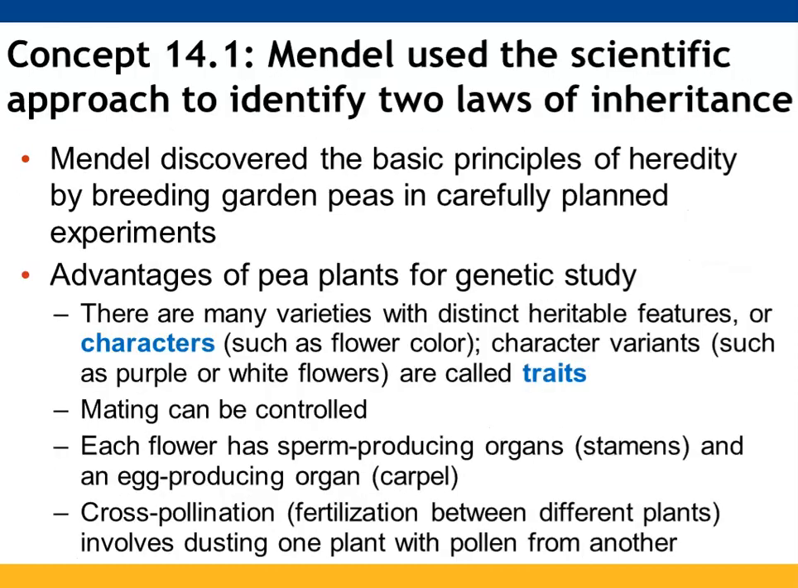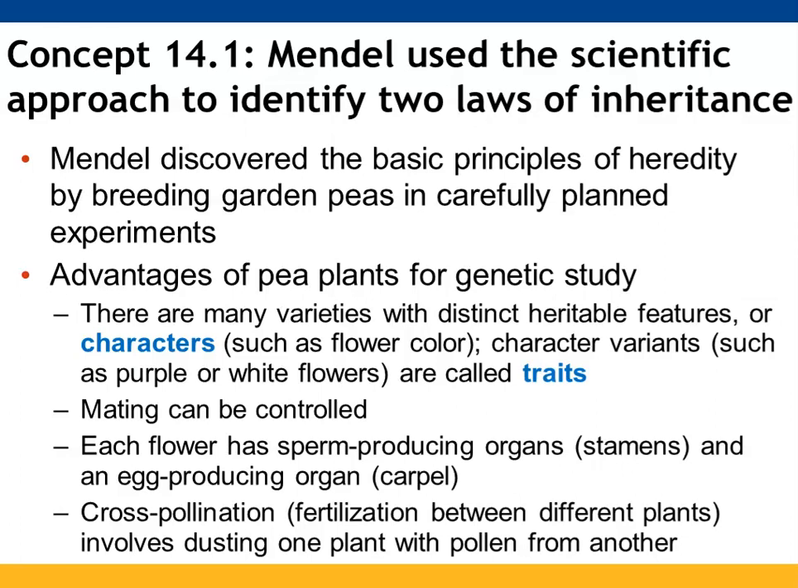And he looked at this with peas. So through his peas, he was able to identify two laws of inheritance. He bred garden peas because there were very distinct characters and variants of those characters known as traits that could be observed. So character is just the general type of feature being observed, and then the traits would be the specific observations of those characters.